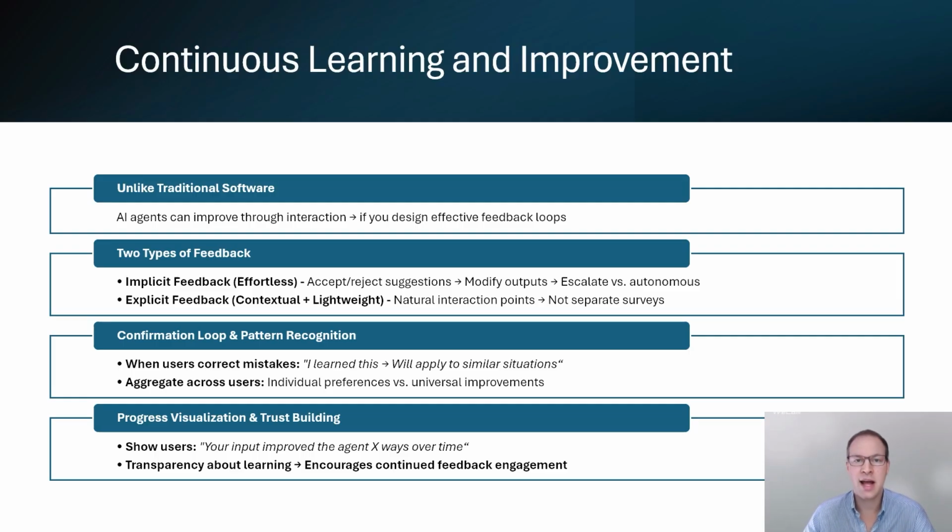On the other hand, you can have explicit feedback mechanisms that should be contextual and lightweight. You want them to appear at natural interaction points rather than having a separate survey or rating. When the user corrects agent mistakes, the interface should confirm that the agent learned from the correction and apply the learning in similar situations. Sometimes there may also be approval processes for these new learnings in case the agent has wide impact across the organization. You want to design feedback aggregation systems that identify patterns across users and use cases. You want to distinguish between individual preferences versus universal improvements. Finally, you want to create a feedback visualization that shows the user how the input has improved the agent over time, reinforcing the value of their investment in training the system.